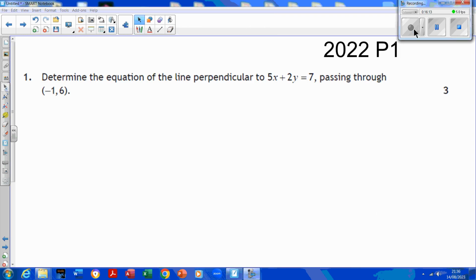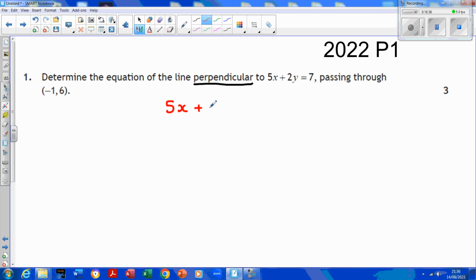Okay, we're now on to 2022 paper 1, so non-calculator again. Question 1, so straight line is one of the first questions that you get asked. So this one says determine the equation of the line perpendicular to, passing through the point. So we've got a line that's perpendicular to that one. So we need to find out what the gradient of that one is, but it's not in the correct format.